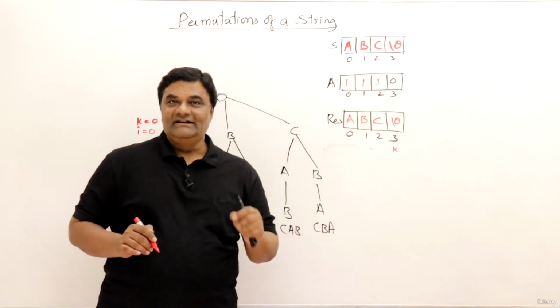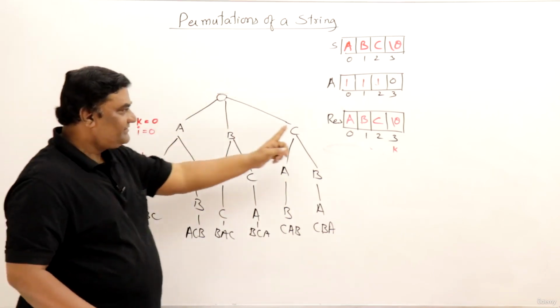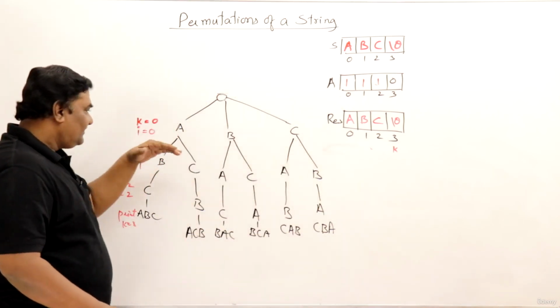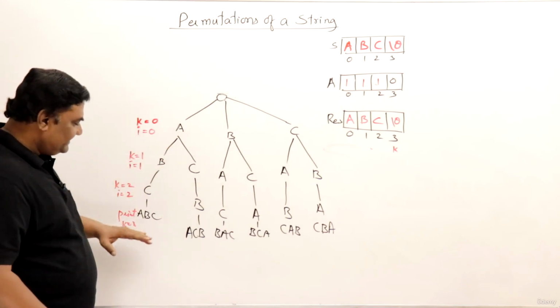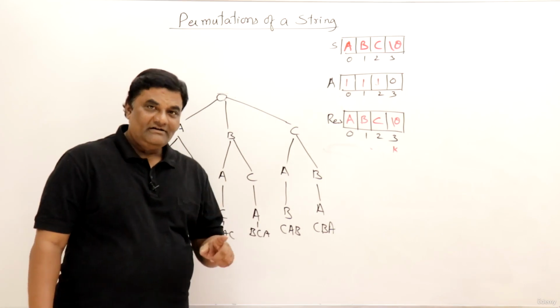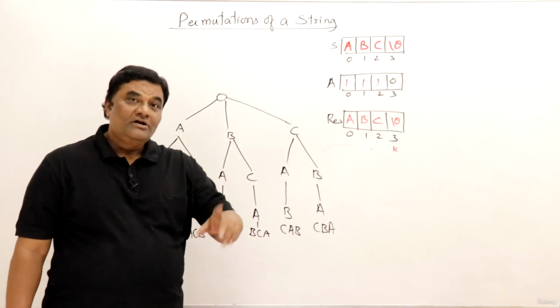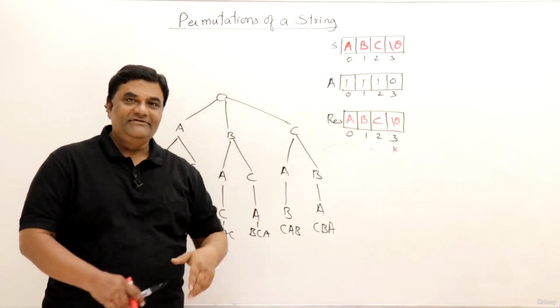Now till here you should be clear what all has happened. This was the first call. First time k was at 0. This is for the result array, right? Then we got A, then we got B, then we got C, then we reached the end. So we have printed A, B, C. Right? Now, once you have printed A, B, C, don't go further. Go back to the previous call.